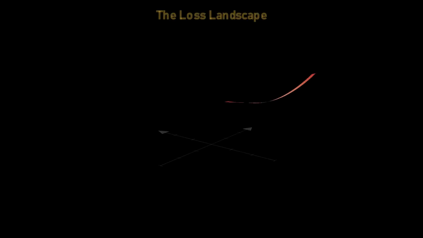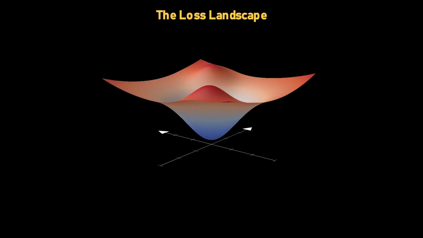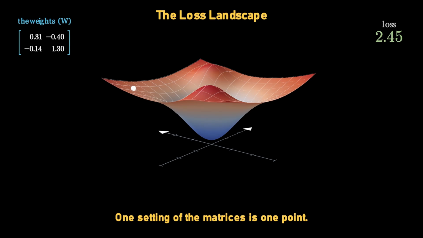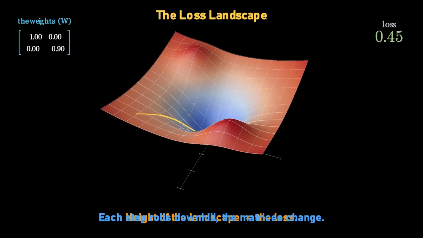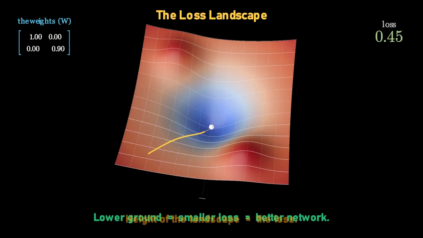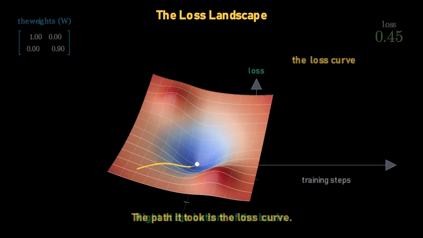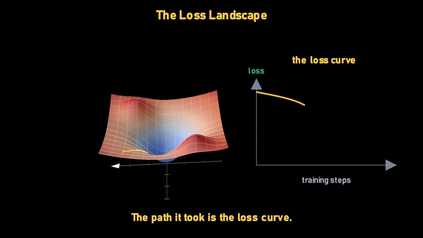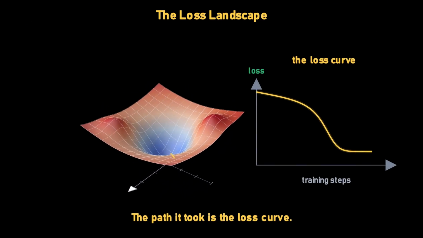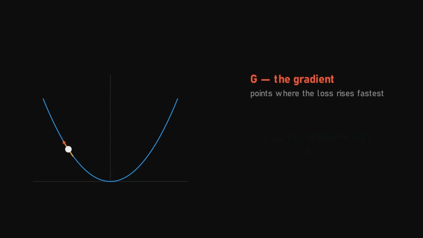Picture every possible setting of those matrices as a point on a landscape with height equal to the loss. Training is just walking to the lowest point. But it's foggy. The optimizer can't see the whole landscape. It only feels the ground under its feet, which way it tilts and how steeply. That slope is the gradient g, the same gradient g from the update rule. It points where the loss rises fastest, so you step the opposite way.